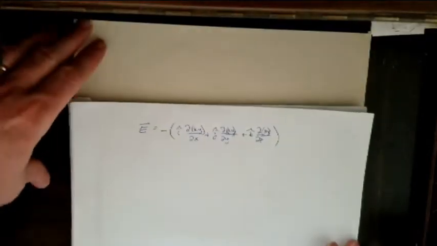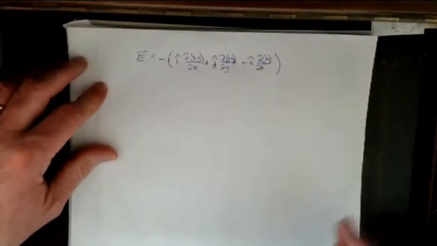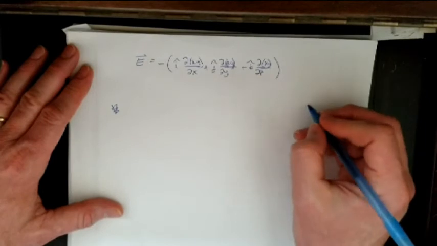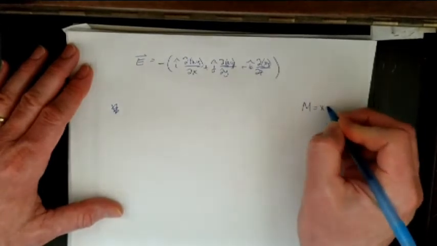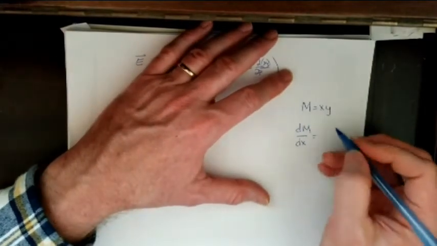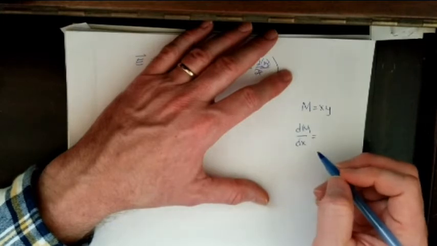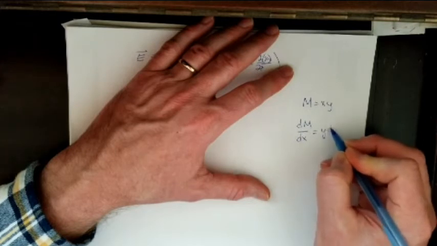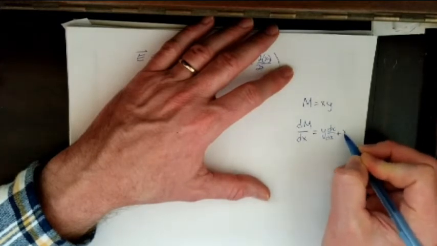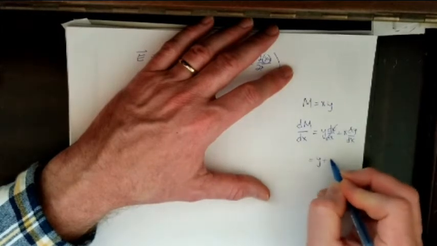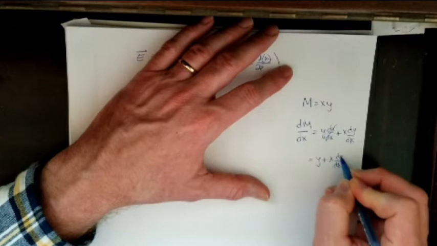So all I've done is basically write what I'm taking the derivative of. Now the question is, how do you do partial derivatives? If you've done normal derivatives, let's use a different letter so it doesn't get too confusing. Let's say that m is equal to xy, and I take the derivative of m with respect to x. Well, I have two variables here. So dm dx is y times dx dx plus x times dy dx. Using the product rule, dx dx is equal to 1, so this just becomes y plus x dy dx. That is the formal full derivative.